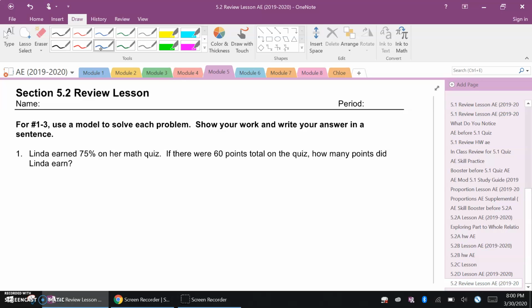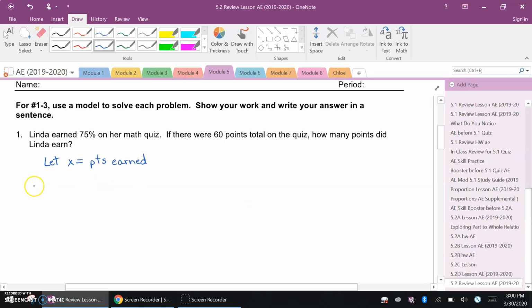It says that Linda earned 75% on her math quiz. If there were 60 points total on the quiz, how many points did Linda earn? So what we're looking for, and we're going to let our variable equal, is x equals points earned. And totally okay to abbreviate it. If you want to, you can abbreviate the word points as PTS. For our word ratio, we're looking at points earned to the total points. So remember that our part to whole, the earned is the part and the whole is the total.